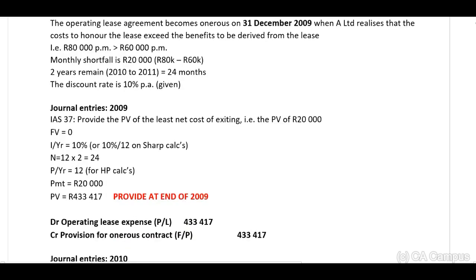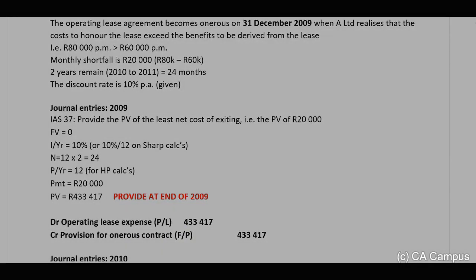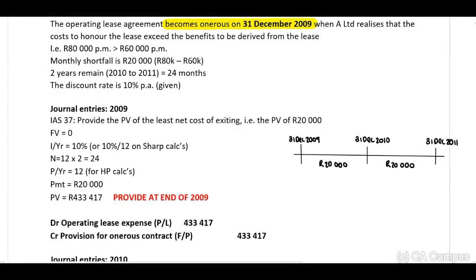There's a monthly shortfall of 20,000 and the discount rate is 10% per annum. I've included our timeline for us. Now, the contract becomes onerous on 31 December 2009. Therefore, on this date, A Limited has to recognize a provision for onerous contracts. Now, we have identified that there is a monthly shortfall of 20,000.